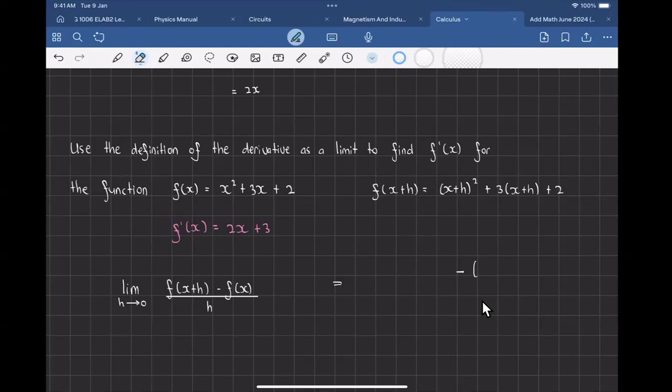I could find f of x first. Yeah, well, f of x is already there. So just plug everything in. But you have to be careful because it's minus f of x, not f of x. So what that means is it's minus multiplied by the whole thing, not just the x squared. Yes, the whole thing, because it's minus f of x. So it'll be minus x squared minus 3x minus 2. Yeah, okay, that's what we're talking about.